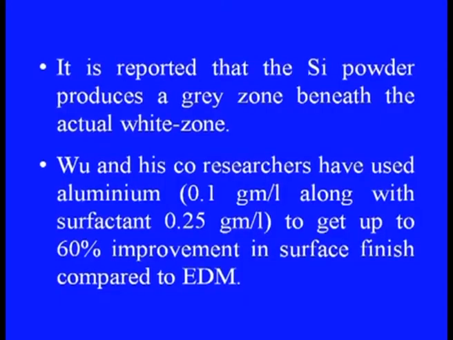Wu and his co-researchers have used aluminum suspended at 0.1 gram per liter along with the surfactant at 0.25 gram per liter to get up to 60% improvement in surface finish compared to normal EDM. So, this result suggests that the hybrid process is giving us substantially better results, in which 60% improvement in the surface finish can be obtained.